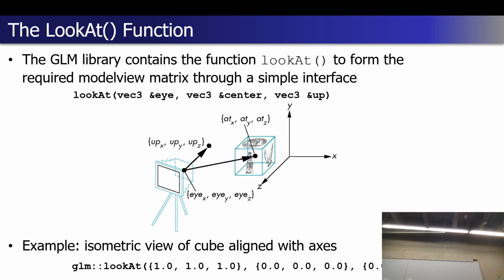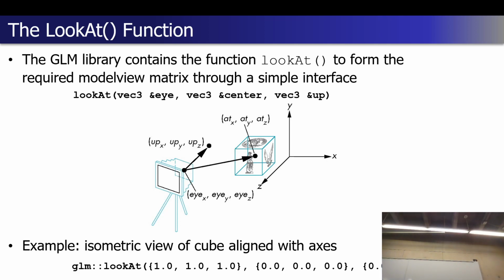So we specify eyeX, eyeY, eyeZ, or camera location, XYZ. So I'm putting my camera at location 1, 1, 1 in my XYZ Cartesian plane here. I am looking at something. In this case, I'm looking at the origin, which would be looking right at the center of the cube here, and I'm defining up as the positive y-axis.